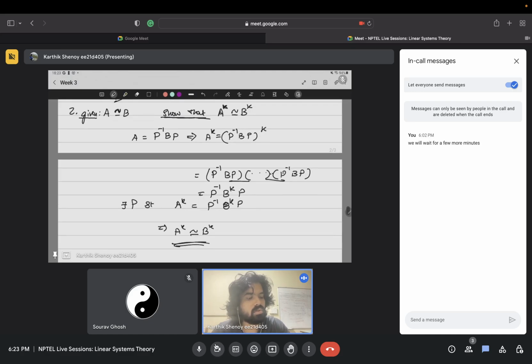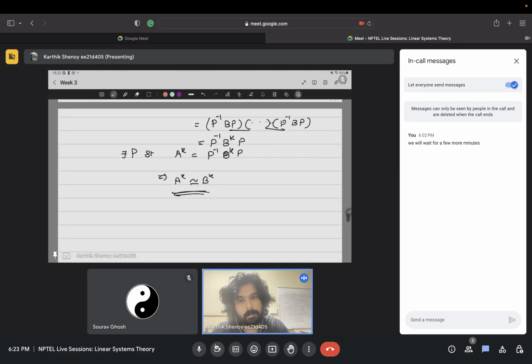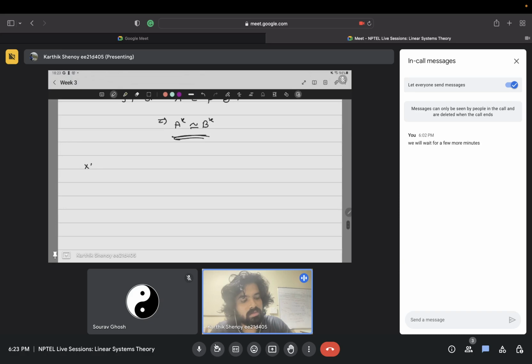So you will use this over and over. Let's say when you have discrete time systems, I'll give you an example where you will use this: x of k. What is x of 1? It equals A x of 0. And if you write it like that, what is x of 2? It equals A x of 1, which is nothing but A squared x of 0, correct? So finally you will get x of k is equal to A raised to k times x of 0.